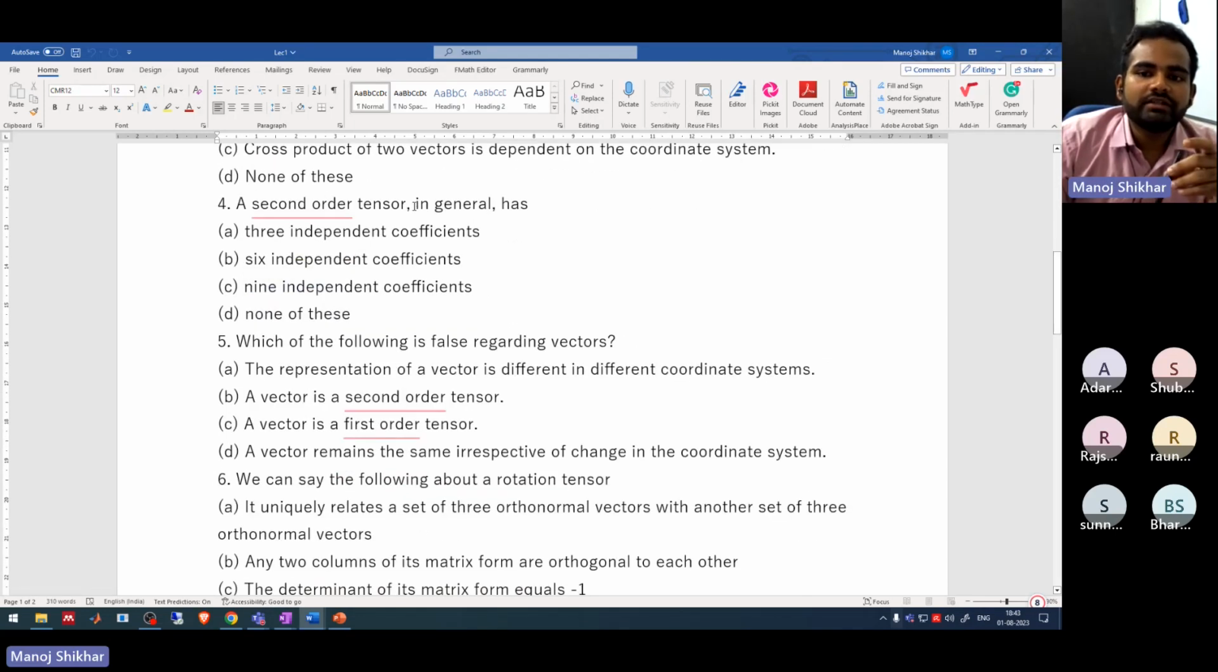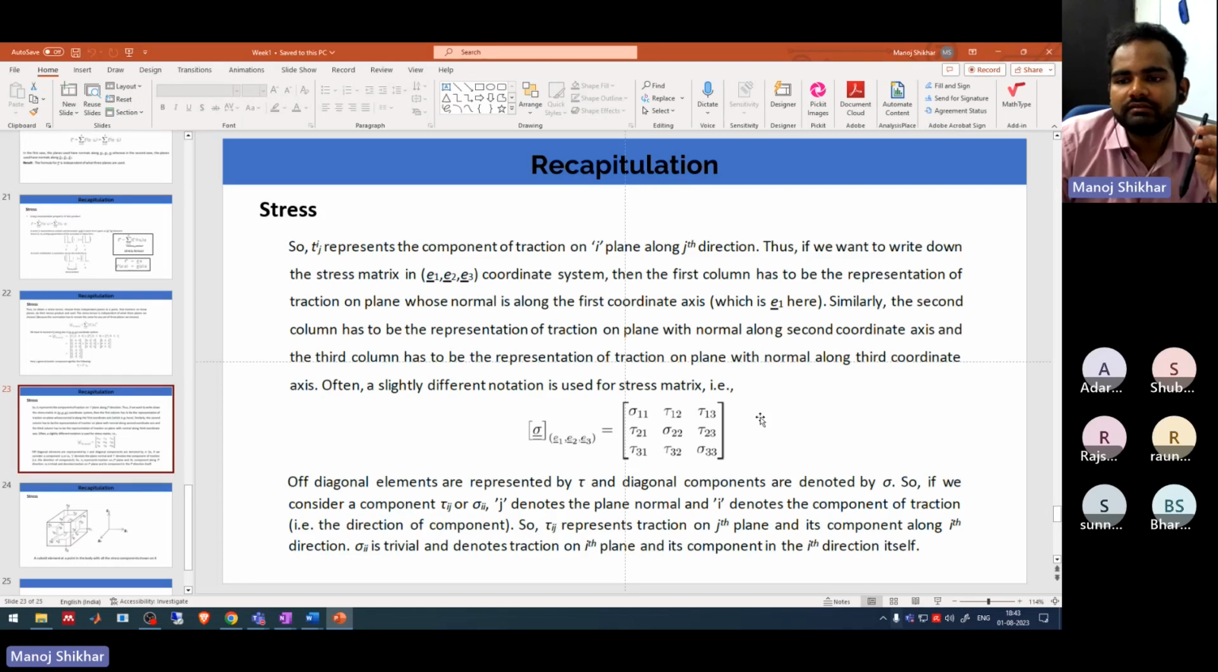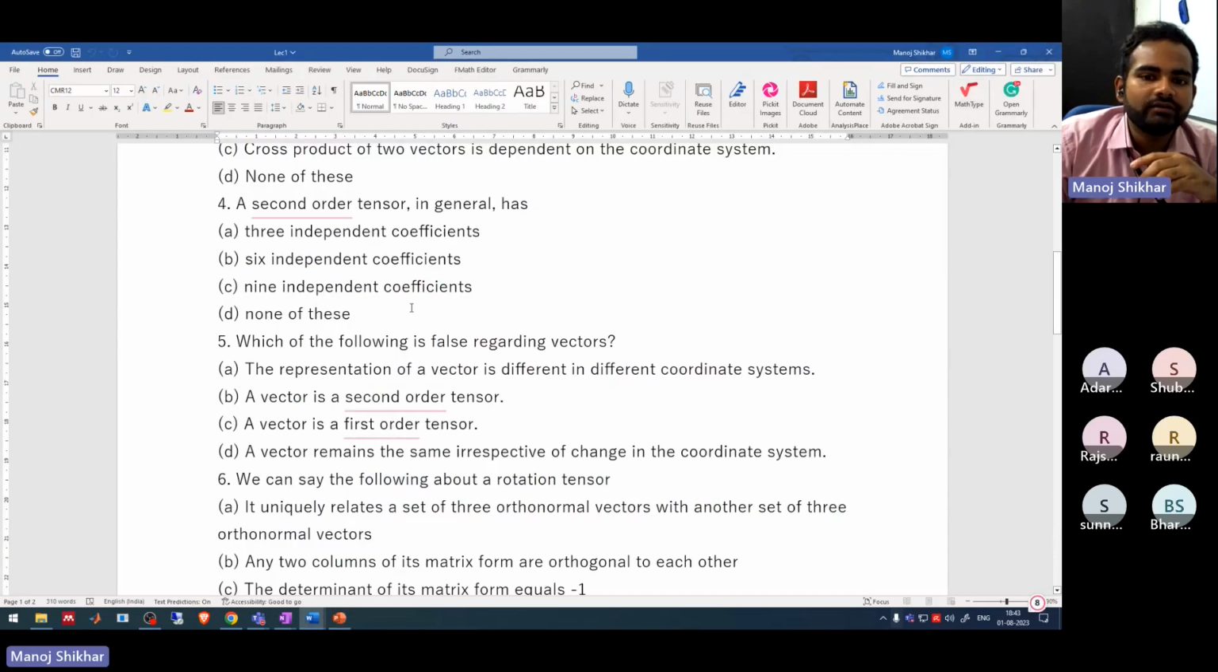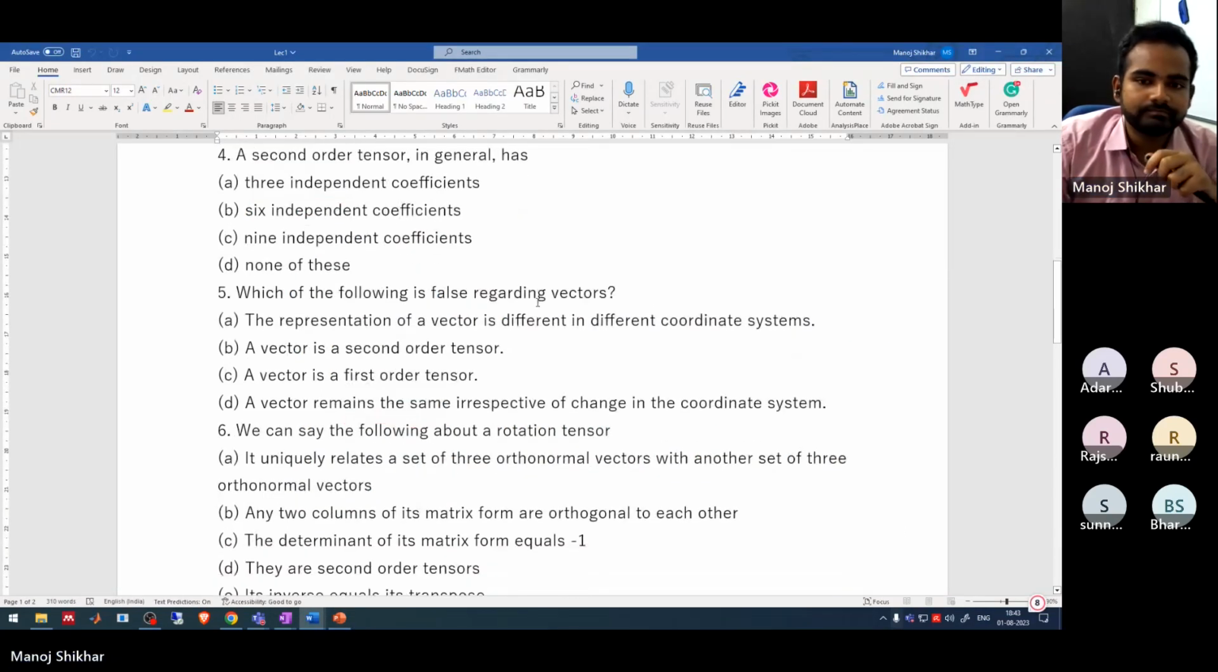A second order tensor in general has. So I have shown one formula earlier, 3 to the power n. So for a second order tensor, n will be 2. So you can directly get from that formula that it should have 9 independent coefficients. And you can also see that from here, 1, 2, 3, 4, 5, 6, 7, 8, 9. So the answer will be 9 independent coefficients.